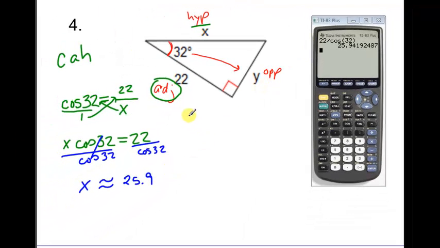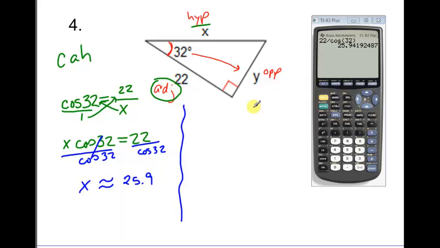All right, now we're not done. We still have to figure out what y is, but we've got x. So let's do the same kind of thing for y. We've got our adjacent side, that's 22. We want to stick with that given. But let's join it up with the opposite side.